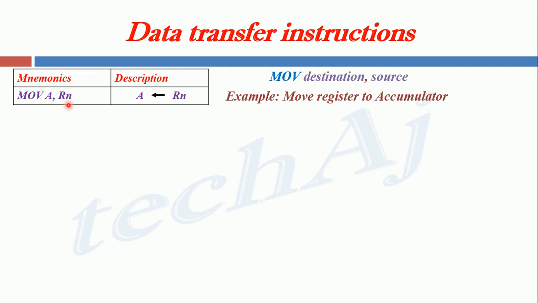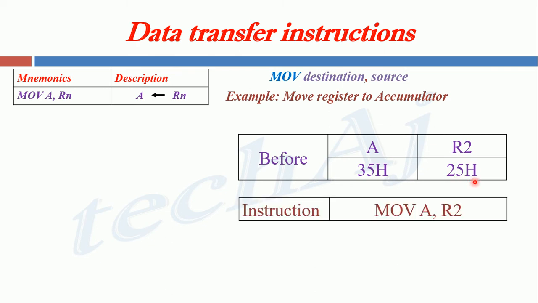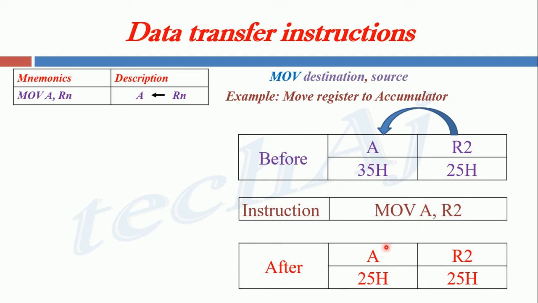For example, suppose initially we have the accumulator with the data 35H and register R2 with the data 25H. When we execute the instruction MOV A, R2, the data from the source register R2 is copied into the accumulator register. So after the execution of this instruction, we will get the output with accumulator having the value 25H and register R2 whose value remains the same.